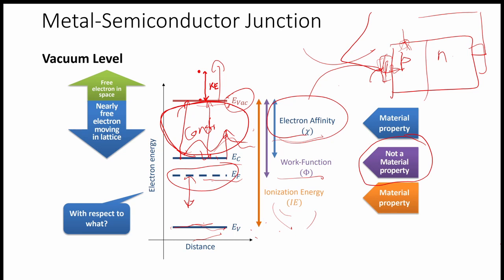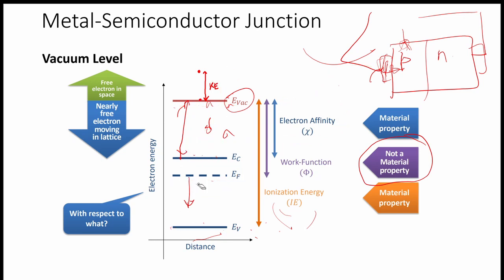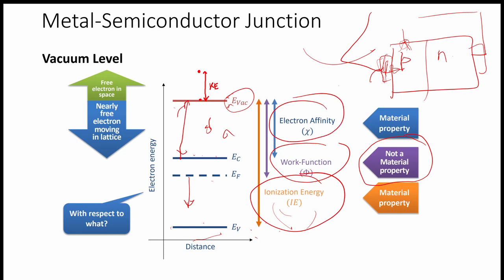If you understand these three things, the ionization energy, work function, and electron affinity, you can work out how the junction will behave, whether it is an ohmic contact or a Schottky barrier. With these three things you can check how it behaves. Mainly, the main part is the work function only.